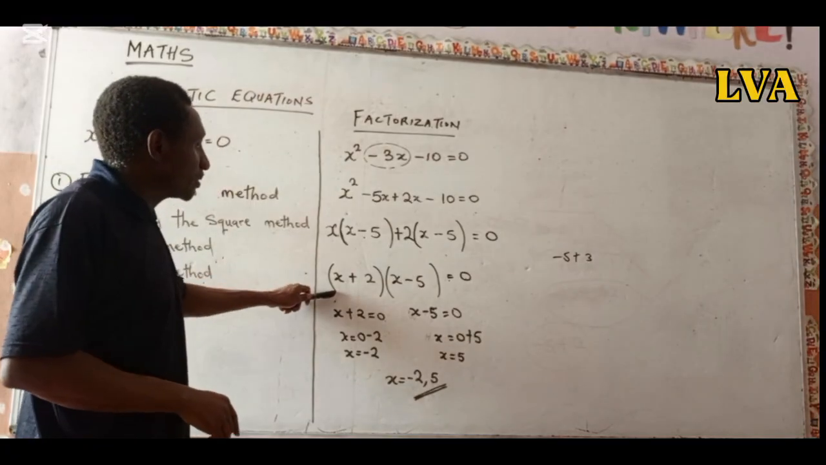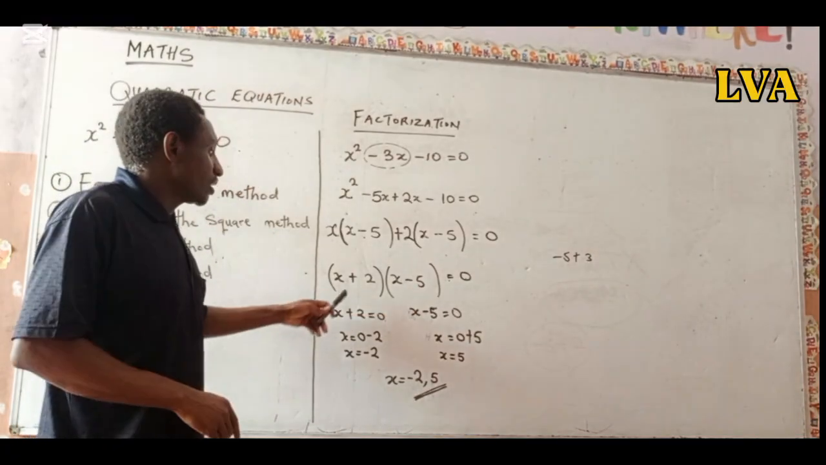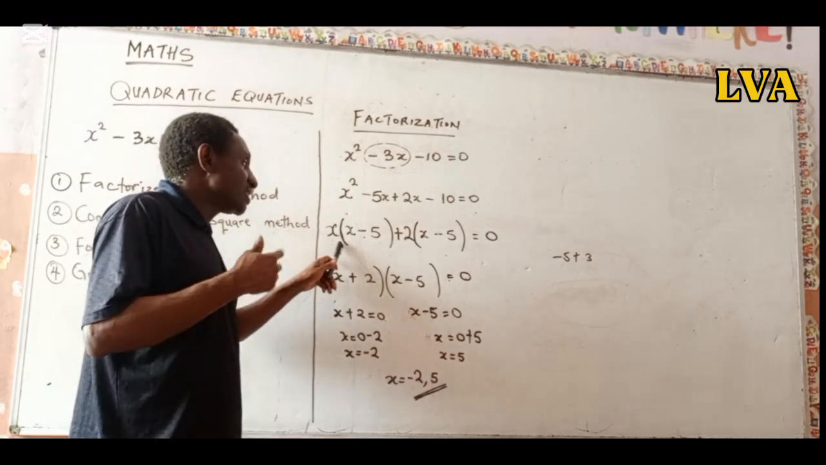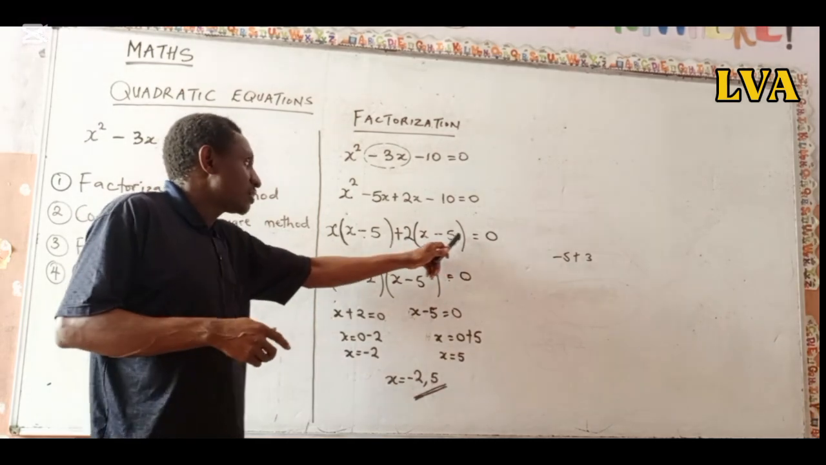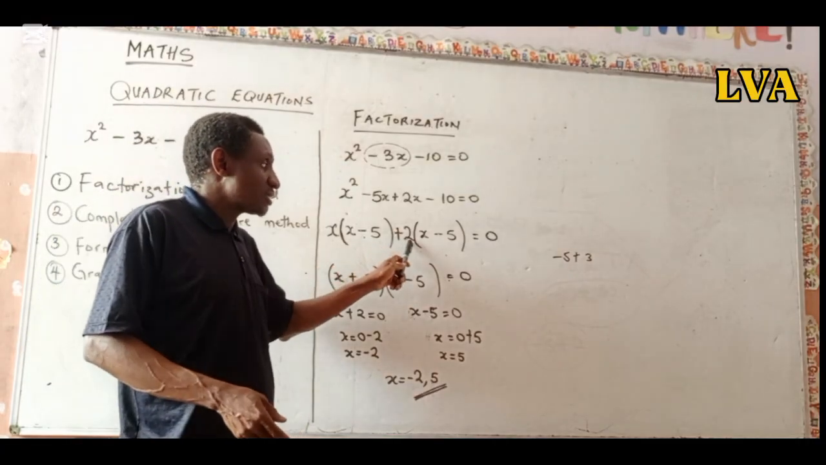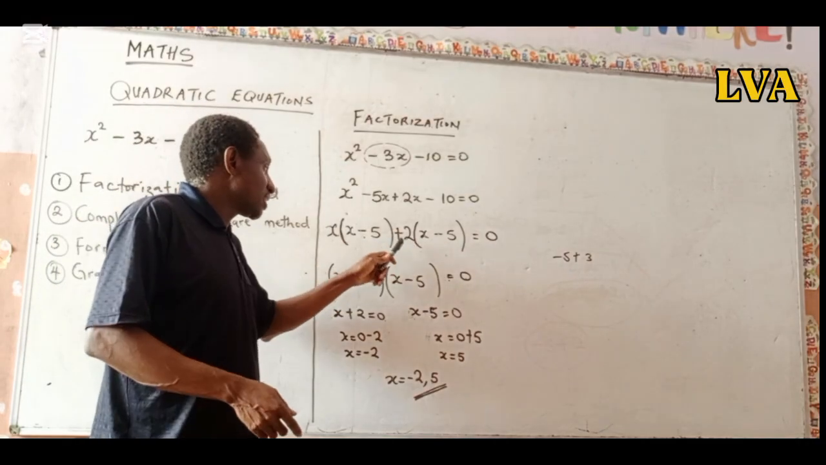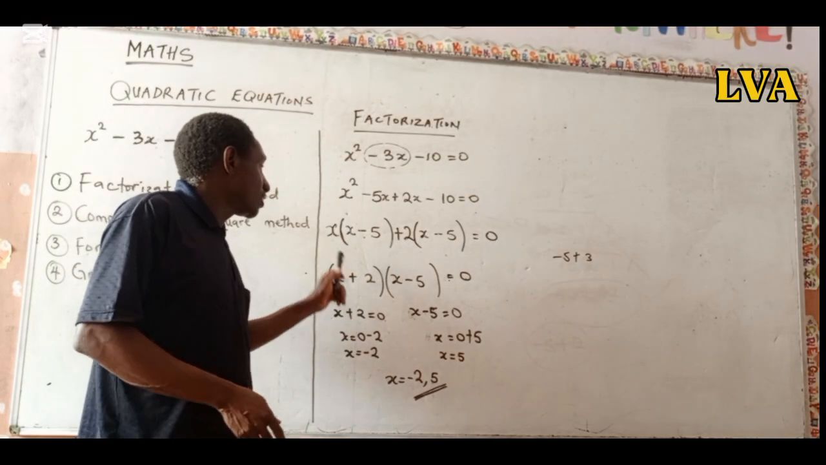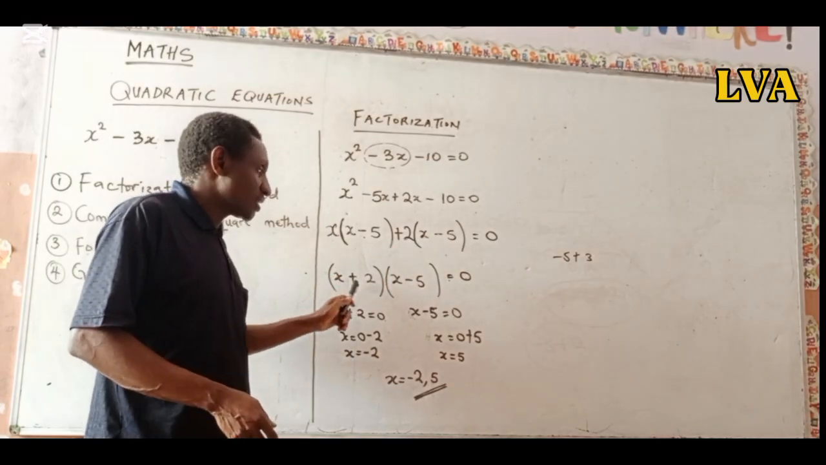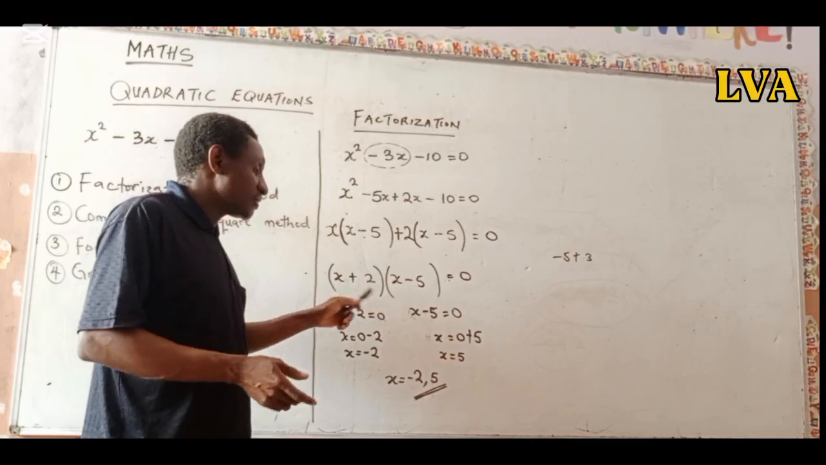Now in the next step, we create 2 brackets. In the first bracket, we will look for what is outside the bracket here. What are the things outside the bracket? x is outside the bracket, and plus 2 is outside the bracket. Those things outside the bracket, you can bring and put inside the first bracket, which is x and plus 2. So x plus 2 stays in the first bracket.